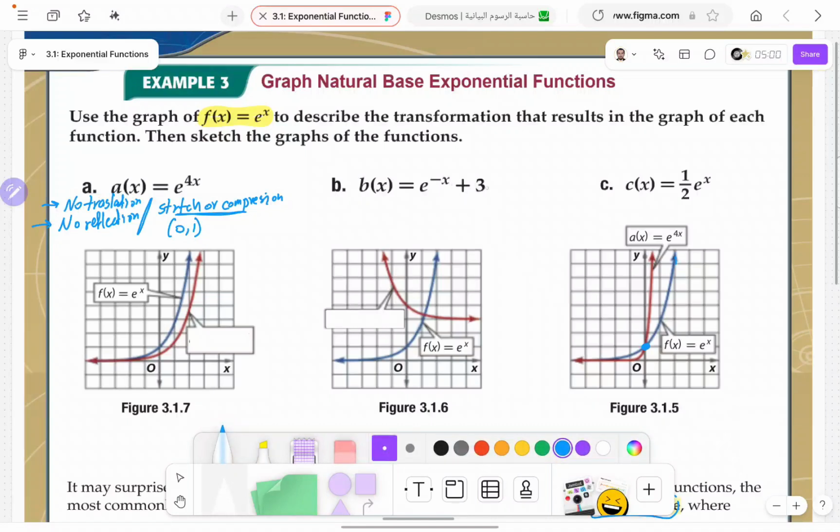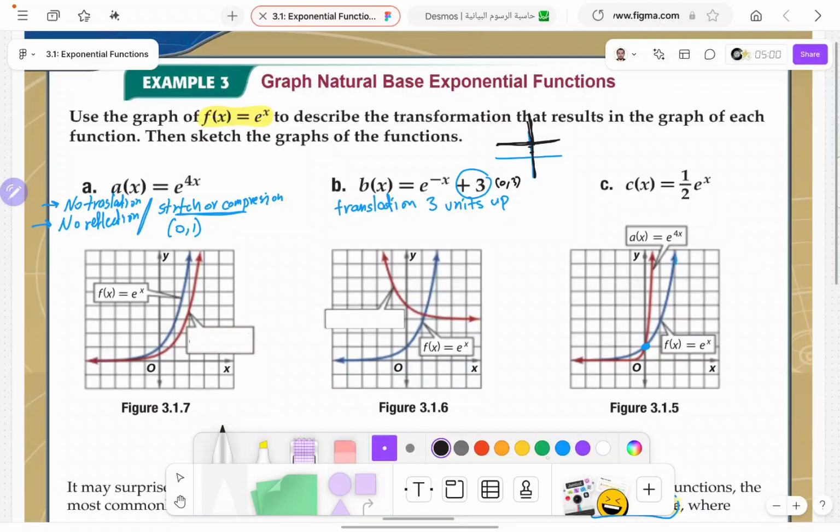Now let's describe this. Do I have h and k? Yes, I have plus 3 here. This plus 3 represents k. So 3 means a translation of 3 units up. So my new coordinate, if I need to understand it more, will be (0, 3). Where is my new coordinate? This is 1, this is 2, this is 3. So this one will be my new coordinate.